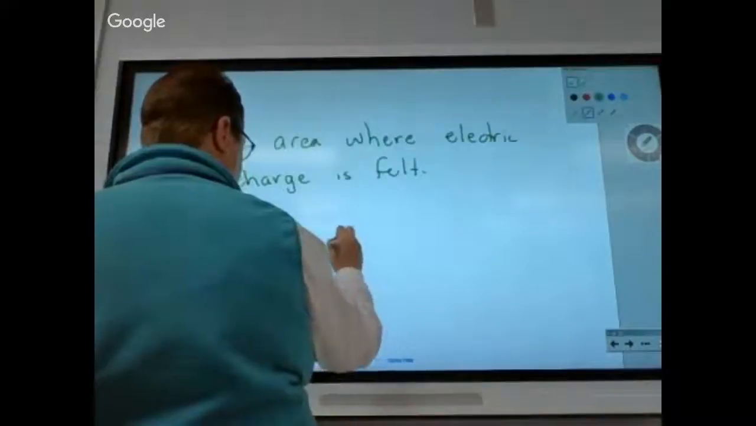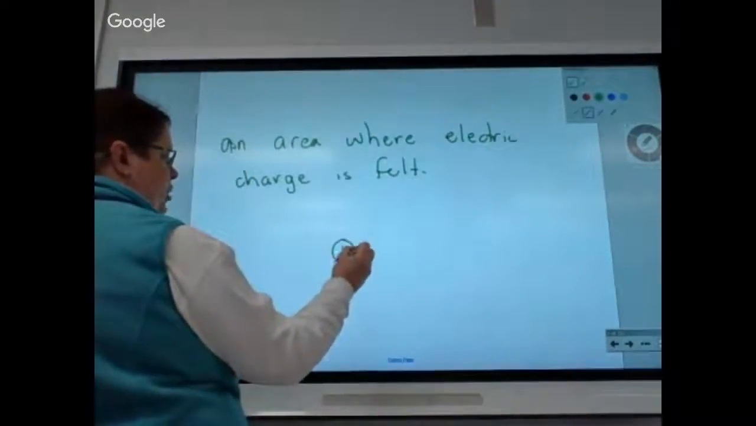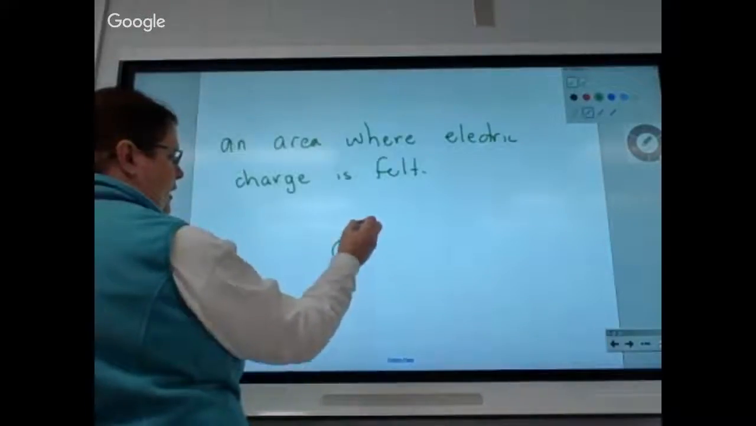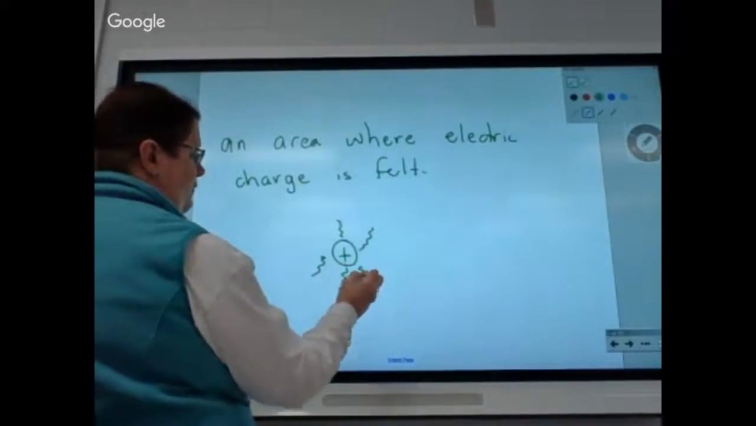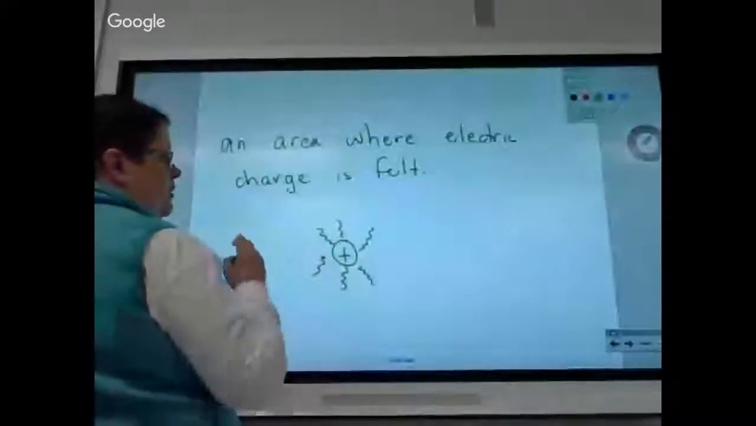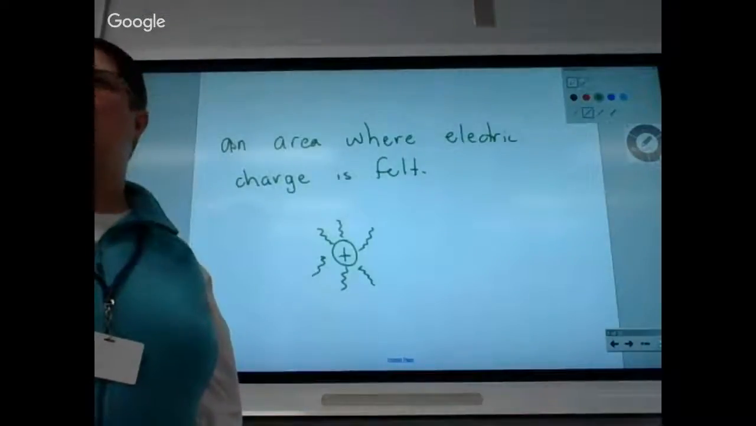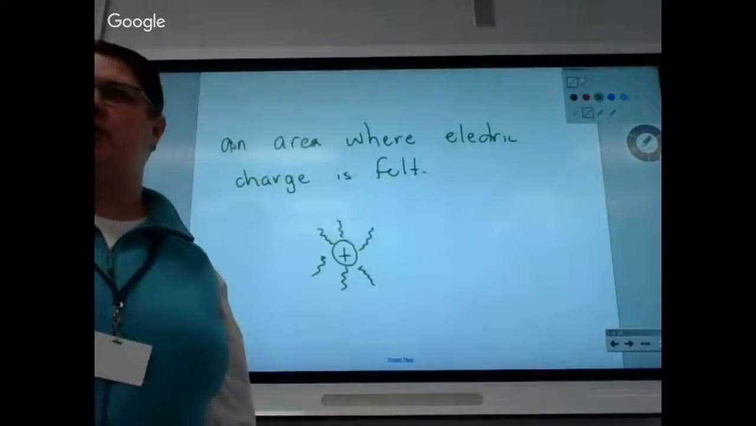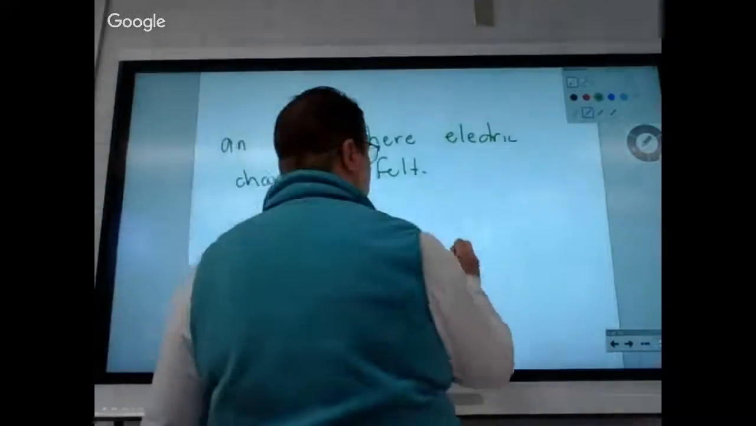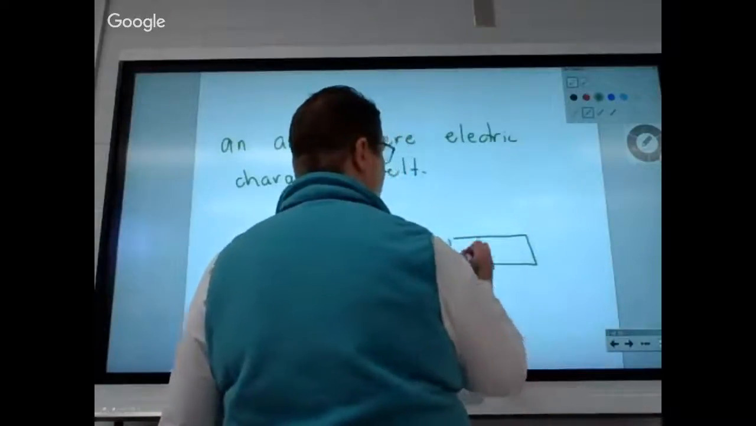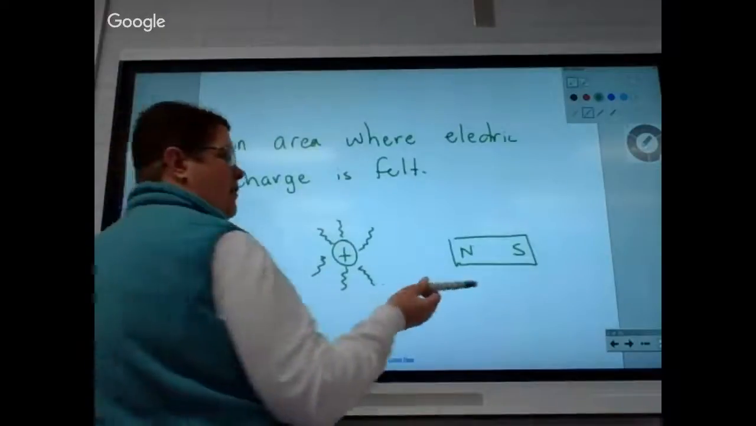So let's say that's a positive charge, okay? Any place you can feel the positive charge, if you could feel it in this range, that's an electric field. It's easier to explain with a magnet because you guys are familiar with a magnet. Most of us don't play with electricity because we don't want to be shocked, and I'm certainly not going to let y'all do that. But most of you are more familiar with magnets, and we're going to do the same thing, only it'll say a magnetic field instead of an electric field.